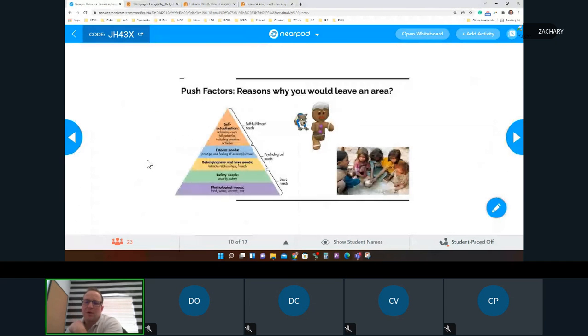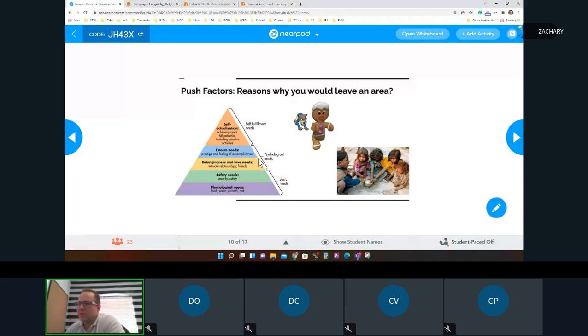Okay. All right, so a little bit more about push factors. We kind of talked about these a little bit as you talked about Canada and stuff. Reasons why people would leave an area. So I wanted to go over a little bit of Maslow's hierarchy of needs. So push could be high crime rate. Yep, that would push somebody out of here. So think about this when you're thinking about why somebody would want to leave.